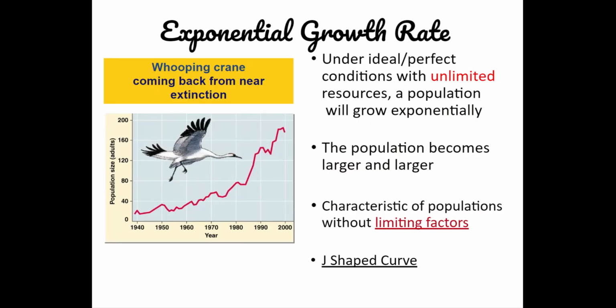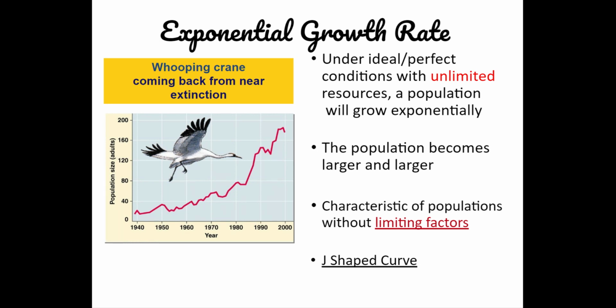In exponential growth, the population is under perfect conditions. They have unlimited resources and they're going to grow. So that population is going to get larger and larger. There are no limiting factors. They have plenty of resources, plenty of food, plenty of space to grow. So that population is going to get larger and larger.